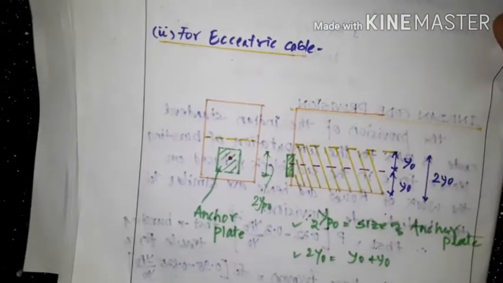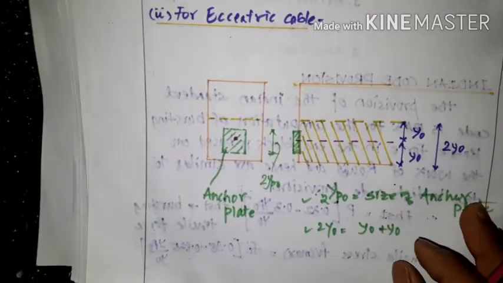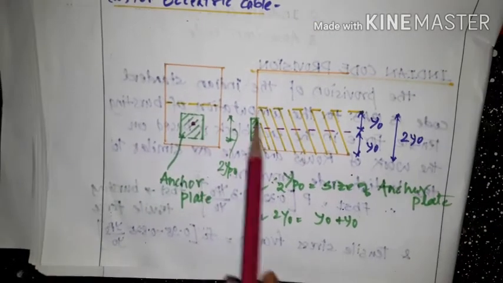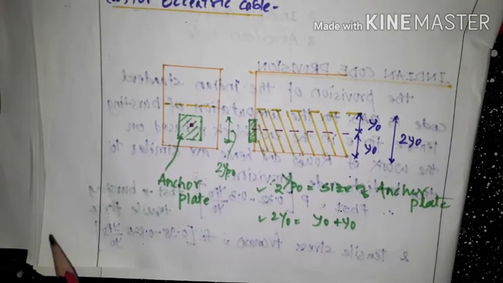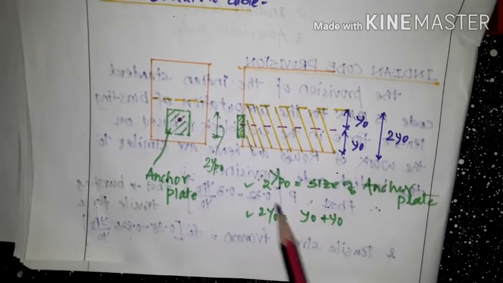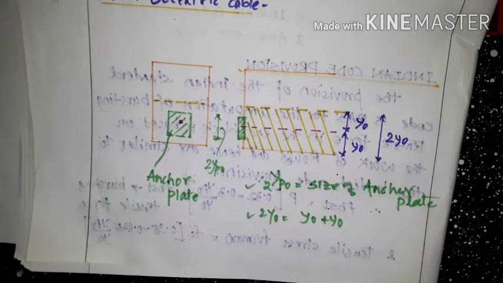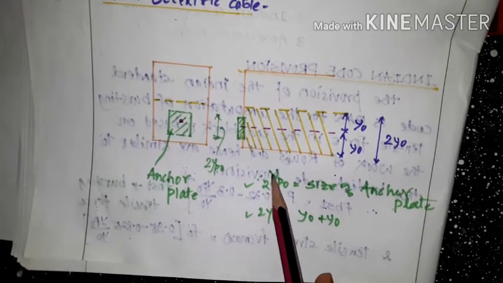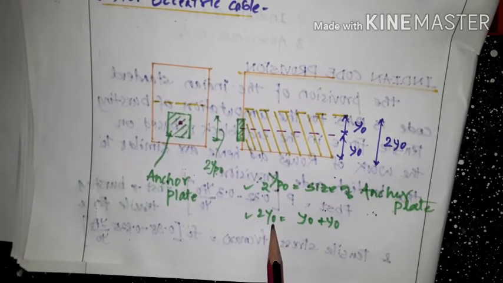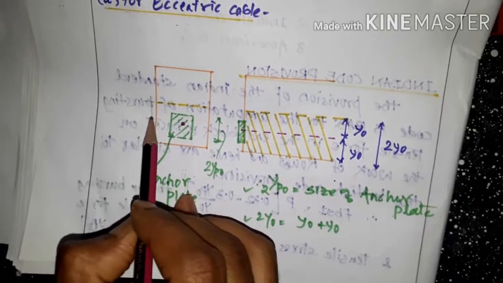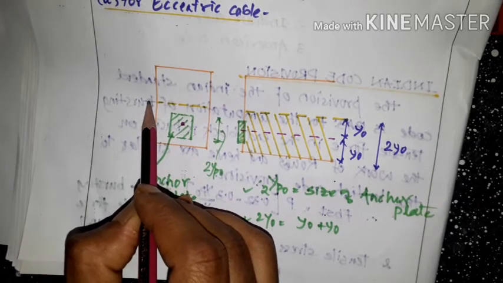Then, if the cable is eccentric, for example like this, this is the centroid of the cable. In that case Ypo is equal to the size of the anchor plate; again there is no change here. The P stands for anchor plate, so Ypo stands for the size of the anchor plate, but for Yo, suppose you get the centroid of the cable from the center of the section.